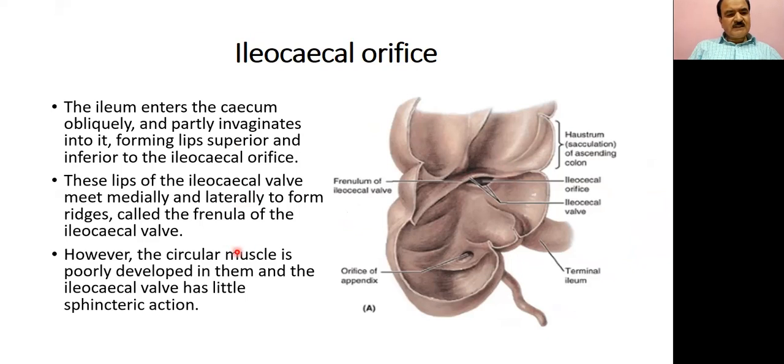However, the circular muscle in them is poorly developed, and the ileocecal valve has little sphincteric action. So it has little sphincteric action because the circular muscle in them is very deficient, and it does not stop the contents from entering from the ileum into the cecum. But because of these two lips, the cecal contents are unable to go back into the ileum. That is important.